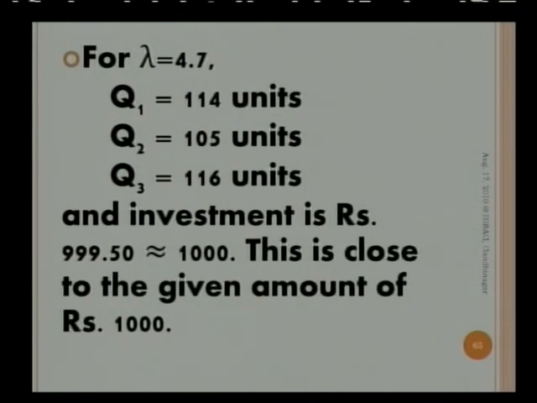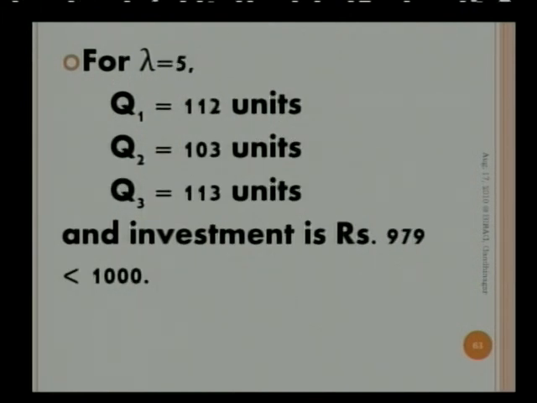So we'll try lambda equal to 4.7. That gives me the total investment to be 999.50 rupees, which is nearest to 1000 rupees. So this is my best optimum solution over here, which will minimize the total cost.